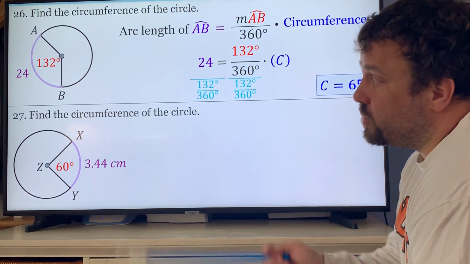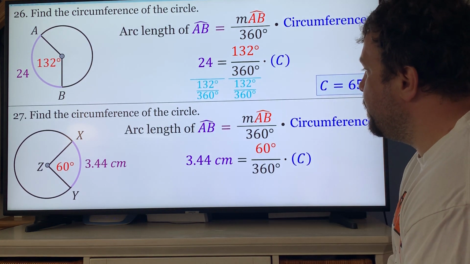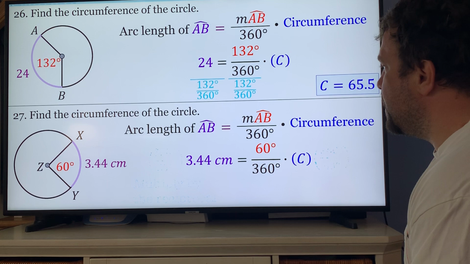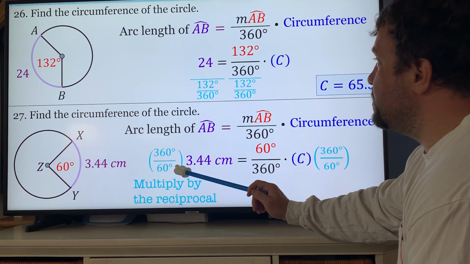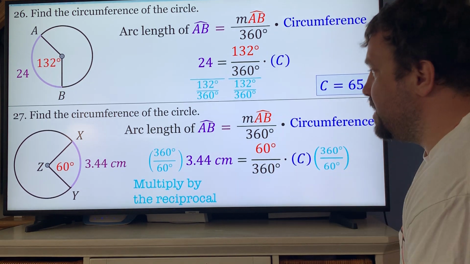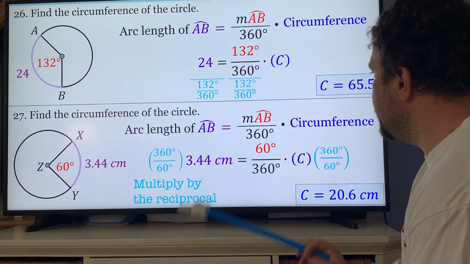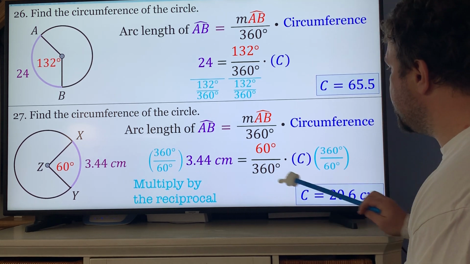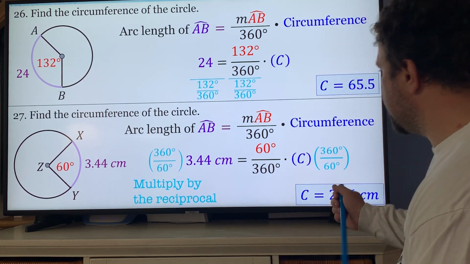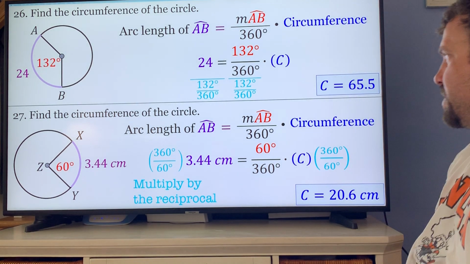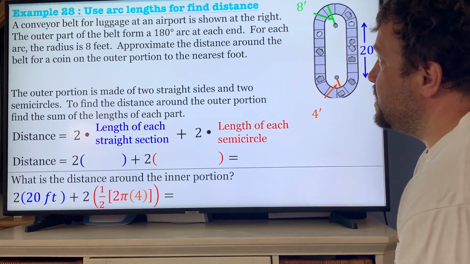Awesome. All right, do 27. All right, let's see what you got. Arc length, 3.44 equals 60 over 360 times circumference. Multiply by the reciprocal. So if you don't want to divide, you can always multiply by the reciprocal. Either way gets you the answer. It doesn't matter. I'm just showing you two different ways. You get this times this. This cancels out, so you don't care about that. 360 times 3.44 divided by 60 equals 20.6. We all good?